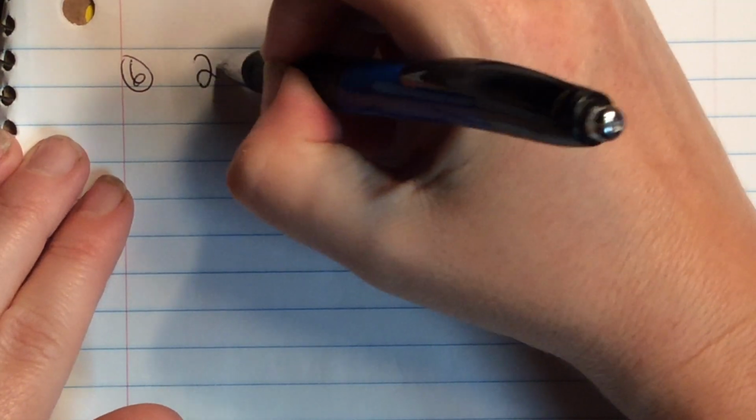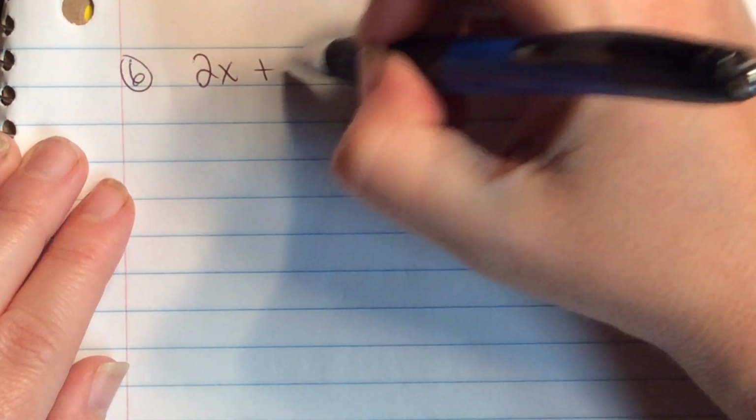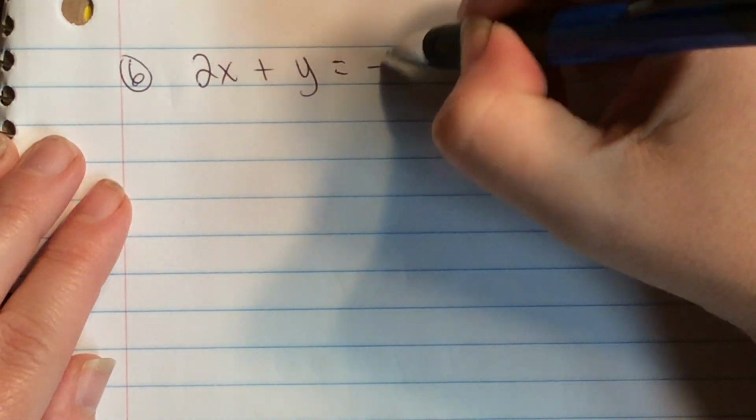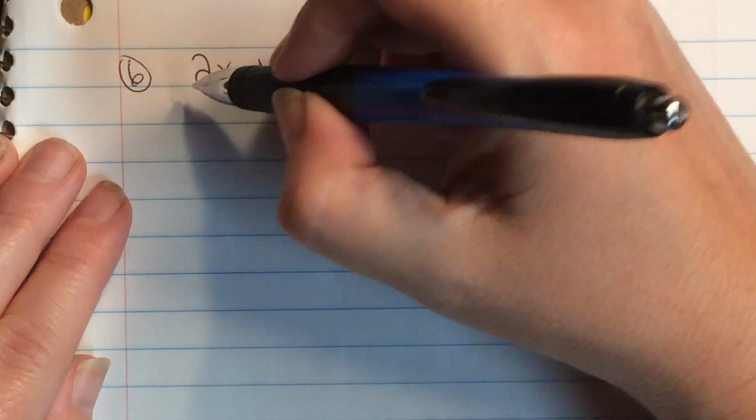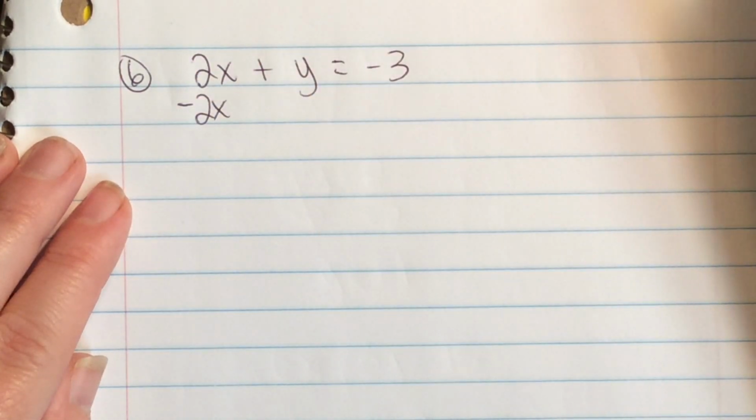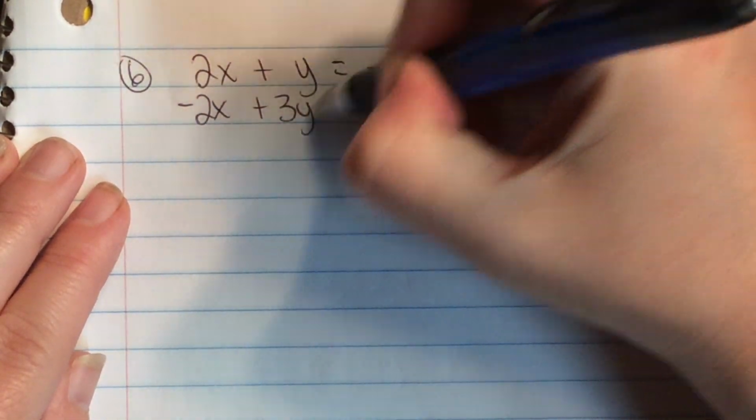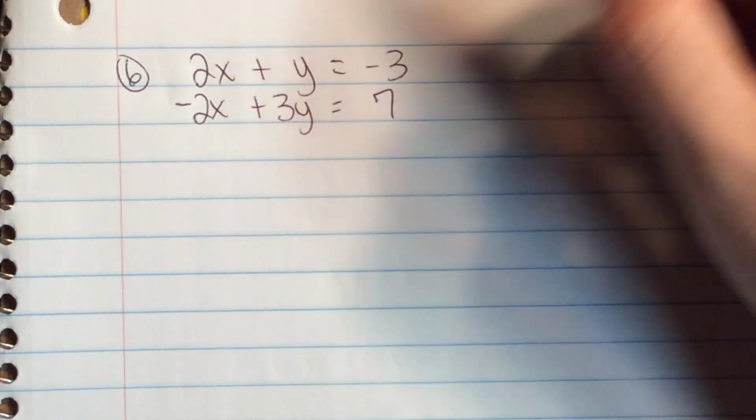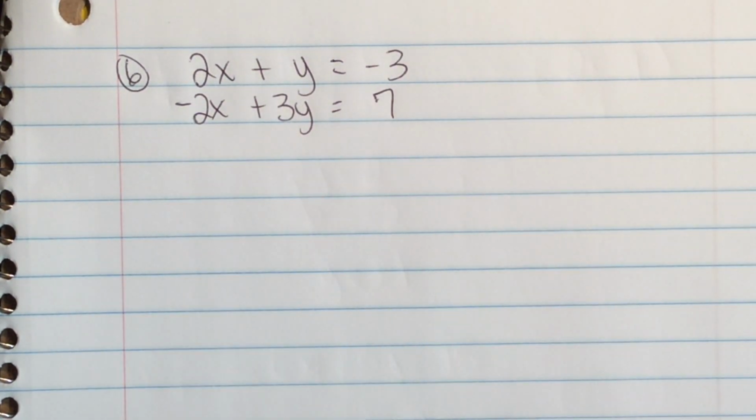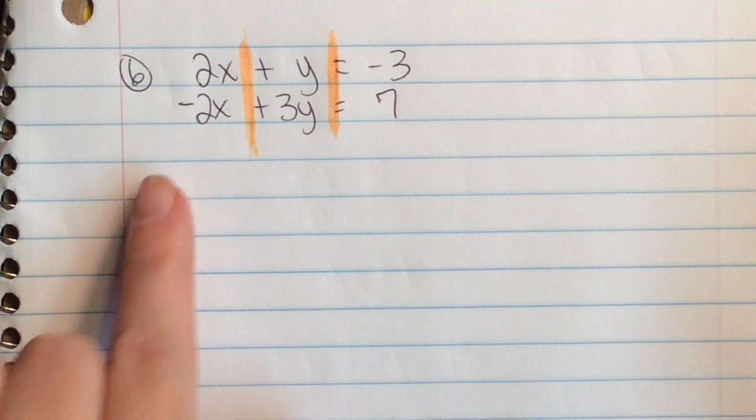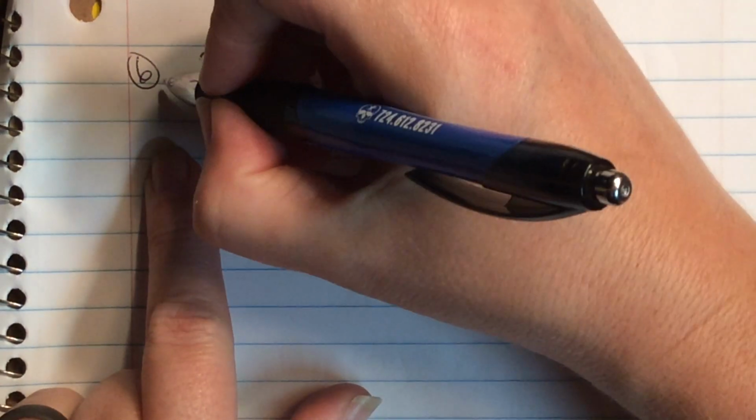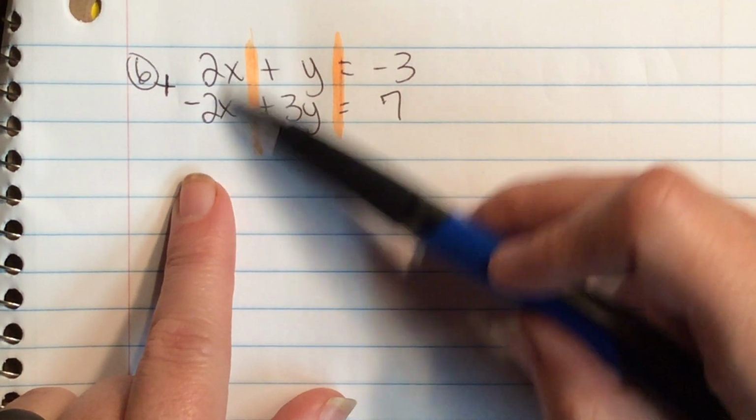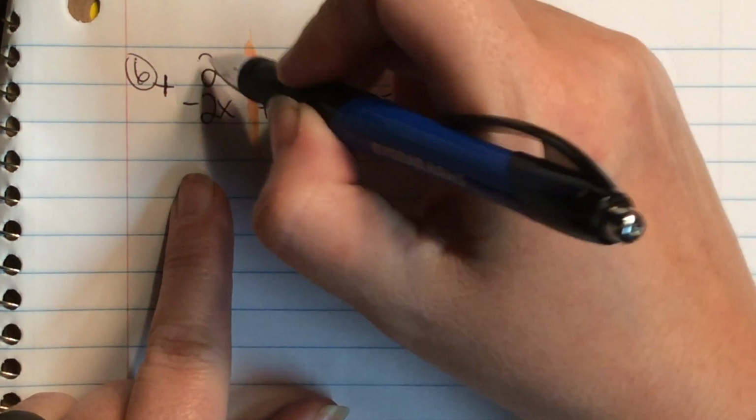All right, I got 2x plus y equals negative 3. Then I have negative 2x plus 3y equals 7. Okay. And if I added my columns right now, these 2's would cancel. And so my x's would eliminate.